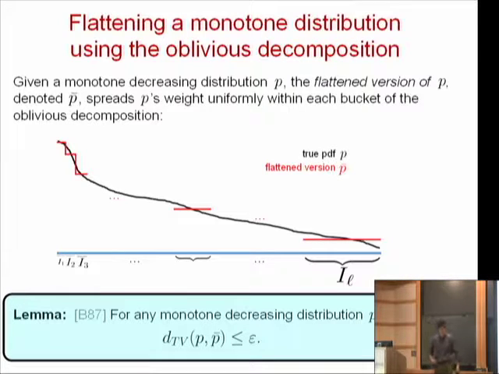So Birge has this simple lemma. It's very cute. It's a couple of lines to prove, which says that for any monotone decreasing distribution with this structure of oblivious buckets whose sizes increase exponentially as powers of 1 plus epsilon, the variation distance between the original monotone distribution, the black guy, I should have made this red, and the red guy, the flattened distribution, is at most epsilon. If you want to phase out for the rest of the talk, you can prove this on your own. It's not hard. It's a couple of lines with a telescoping sum.